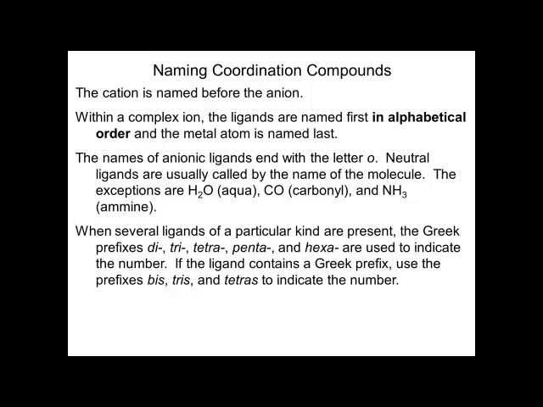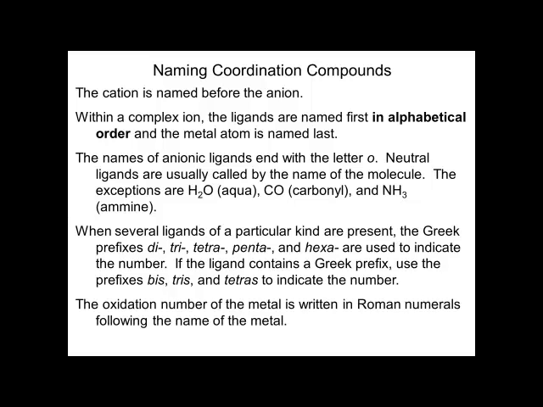When several ligands of a particular kind are present, the Greek prefixes di, tri, tetra, penta, and hexa are used to indicate the number. If the ligand contains a Greek prefix, use the prefixes bis, tris, and tetrakis to indicate the number. The oxidation number of the metal is written in Roman numerals following the name of the metal. If a complex is an anion, its name ends in -ate.